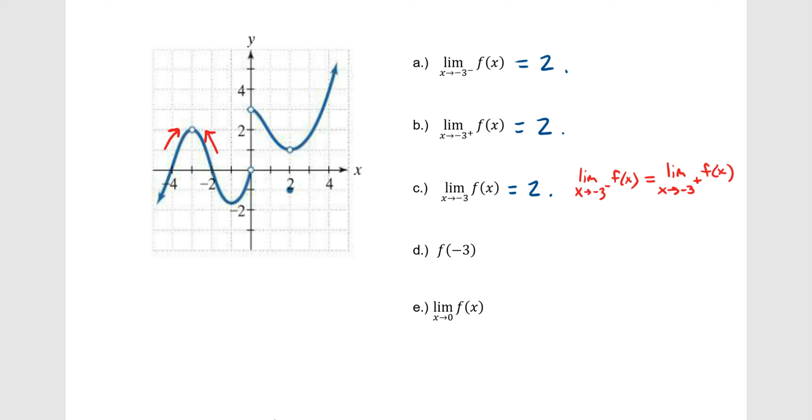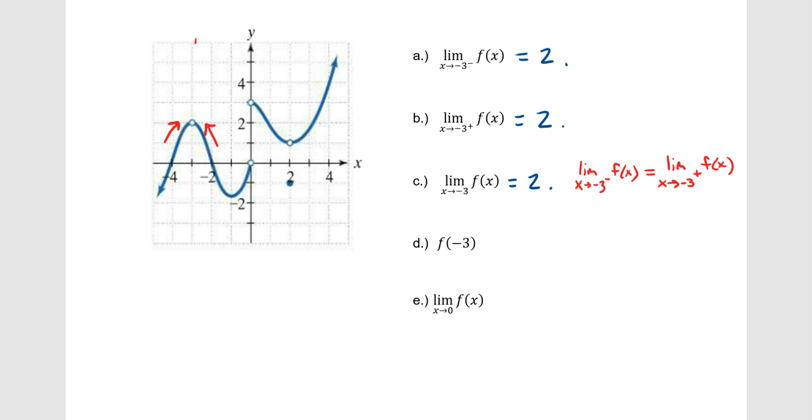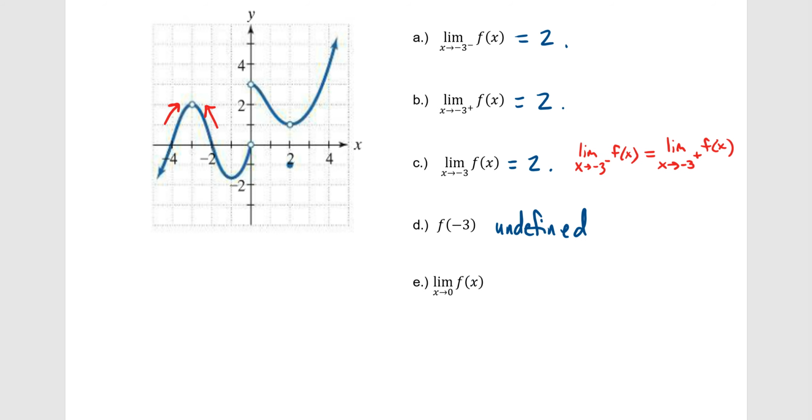Okay, and now let's evaluate f of -3. At this time, for f of -3, there is no filled in circle anywhere. So what I like to say is it's undefined rather than does not exist. I usually use does not exist for limits, and undefined for function values. Then for e, we have the limit of f of x as x approaches 0. As x approaches 0, we can see that from the left and from the right, they're going to different y values, so this is actually going to be does not exist.